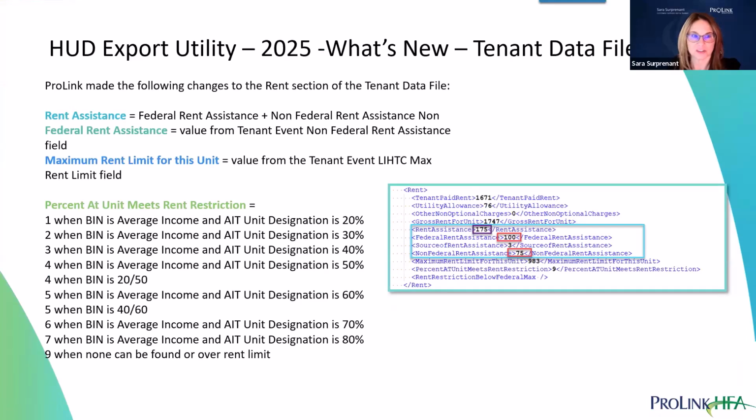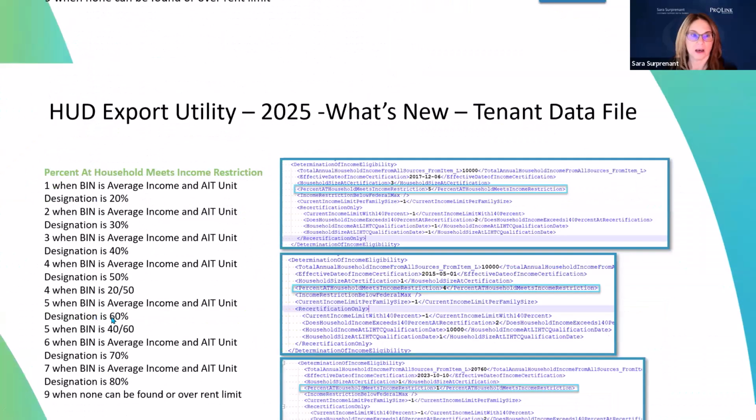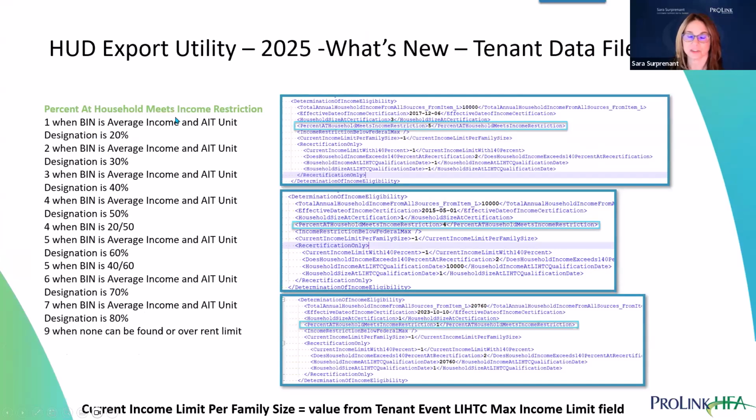Another one, we've made some changes to the rent limits: rent assistance, federal rent assistance, and maximum rent limit for this unit. These are showing up here in your rent section of the XML and the tenant data file. And when you have your average income designations, we have values to show what those are going to look like in the HUD file. The other thing, same thing, household meets income restriction with the BEN and average income values. Like if the AIT unit designation is 20, it's going to show a 1, etc. So I've highlighted this here. Like this one would be 60%, this one would be 50%, and this one would be 20%.